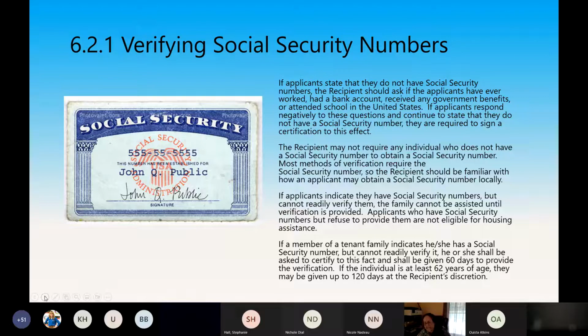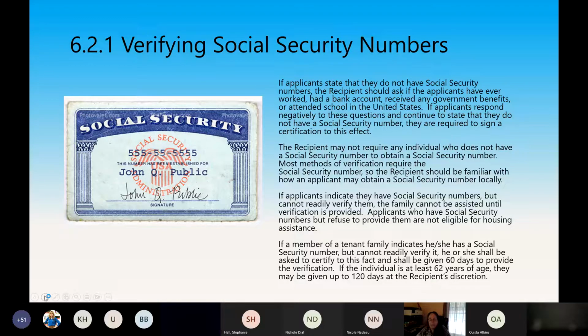If applicants indicate that they have a social security number but they can't verify it, the family cannot be assisted until that verification is provided. That's up to your policy. Applicants who have social security numbers but refuse to provide them are not supposed to be eligible for housing assistance. I'd call your HUD office.